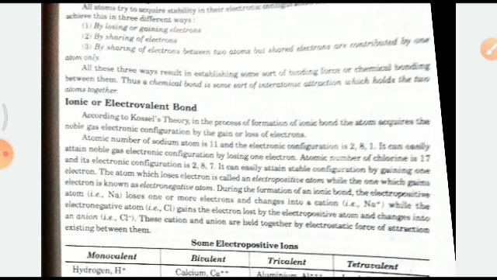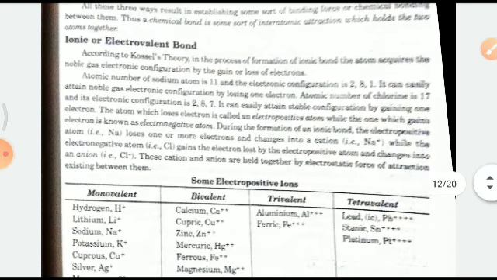So the first one, by gaining or losing an electron, is the ionic or electrovalent bond, right? Basically this is shown by those elements which have one or two electrons in the outermost orbit, along with those atoms which have 6 or 7 electrons, which means they need 1 or 2 electrons to complete their octet. Right, and basically, primarily, these.